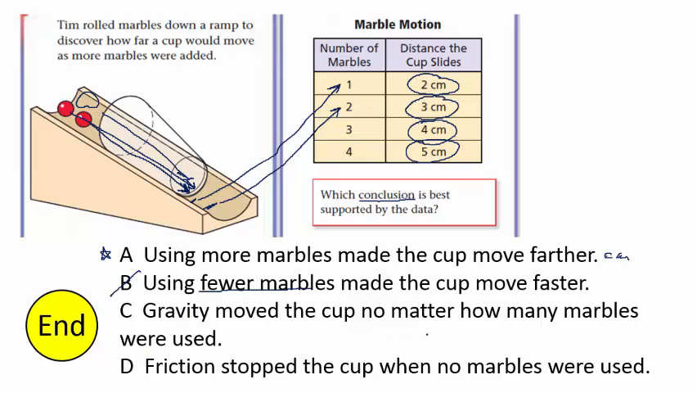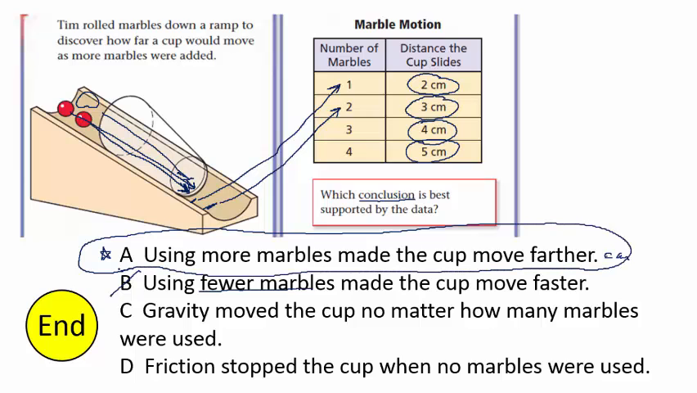Friction stopped the cup when no marbles were used. What's tricky about this last statement is it is true, but is that what we're testing in the experiment? The choice here is what relates to the data. Your conclusion has to relate to whatever data you collected, and that is what we have there.